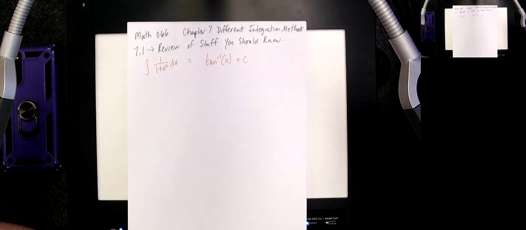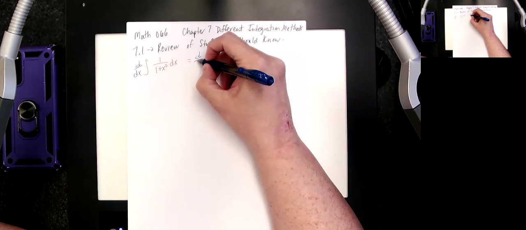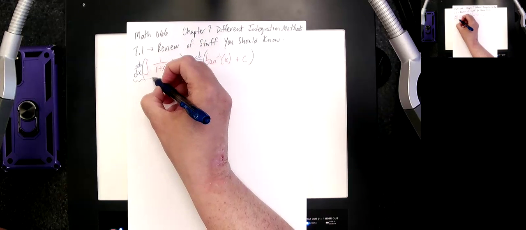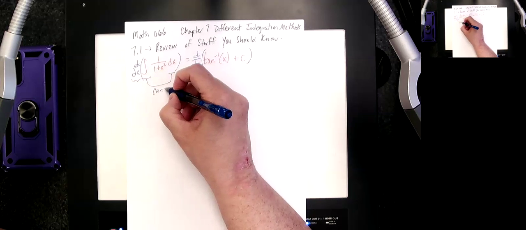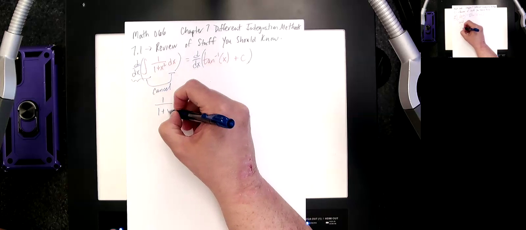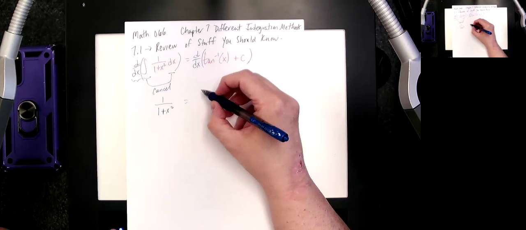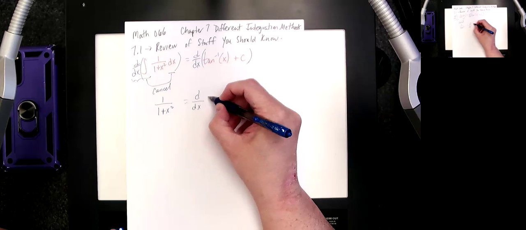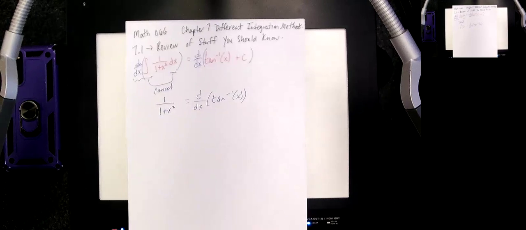We can always look at knowing the derivative of the inverse by just taking the derivative of this. If we take the derivative of this, here the d dx and the integral with respect to dx cancel. And the left side is just 1 over 1 plus x squared. The derivative of a constant is not necessary, so this is the derivative of tangent inverse. So if you need to know the derivative, just take the derivative of both sides of that equation.